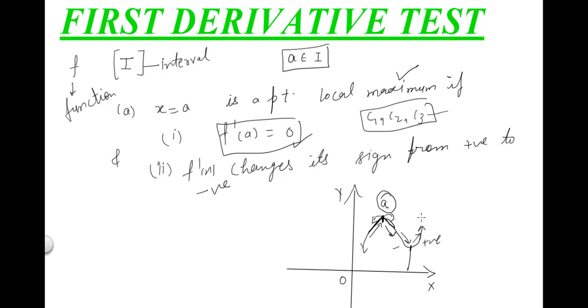The third point: if f dash x is not changing its sign, it remains the same, then we call this point A the point of inflection. If it is positive, it remains positive, it stays the same. Clear? So three things are clear: local maximum, local minimum and point of inflection. This is our first order derivative test. Now I am explaining using the algorithm how you are going to proceed for questions.